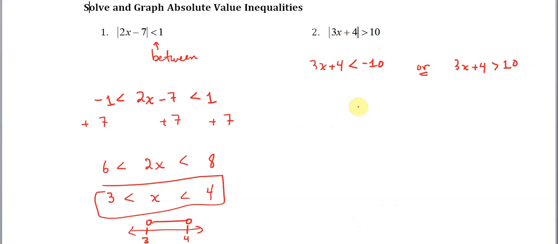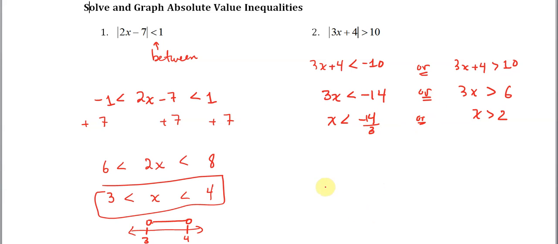And then let's just solve each of these. So subtract 4 from both sides, and we get 3x is less than negative 14 here. 3x is greater than 6. Divide everything by 3, and we get x is greater than 2. And then we get x is less than negative 14 over 3. Okay, or. And this or statement comes along. Okay? So now we can graph our solutions.